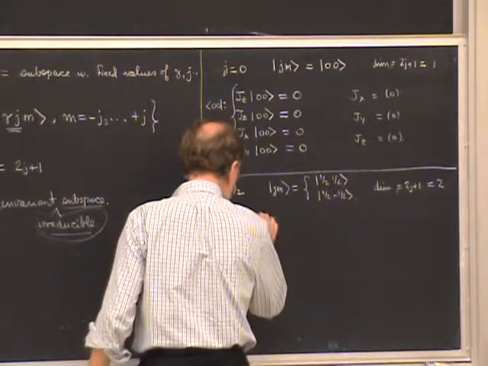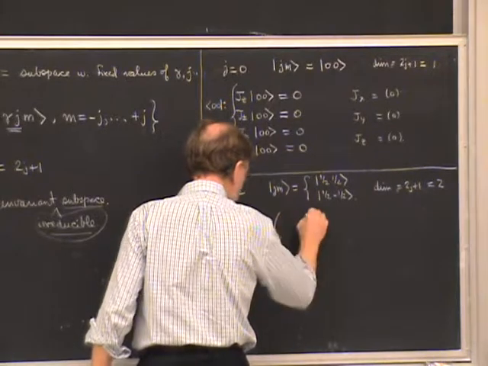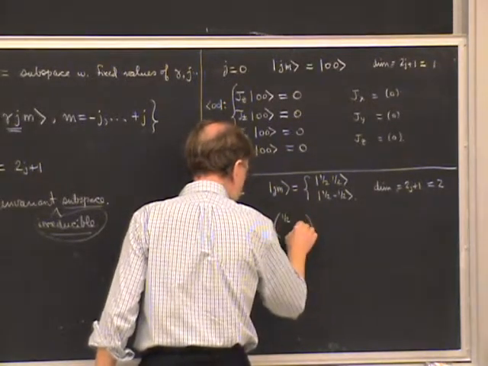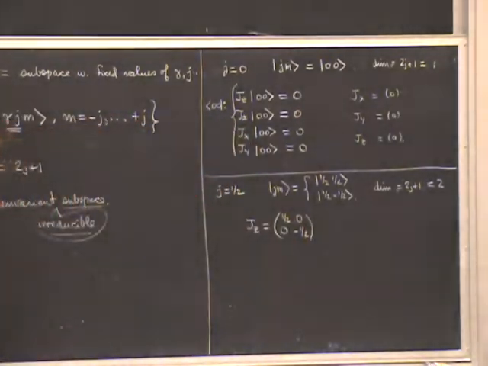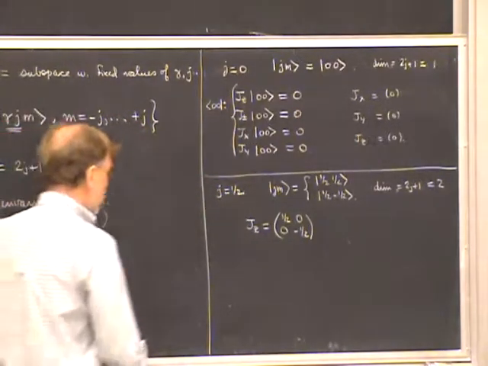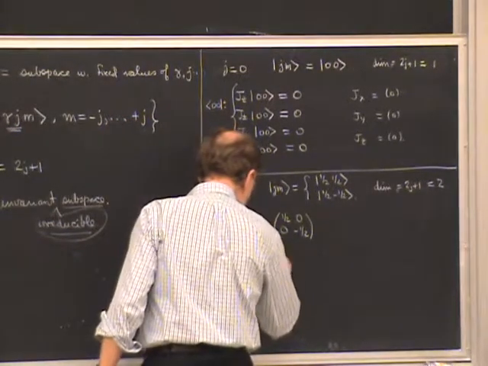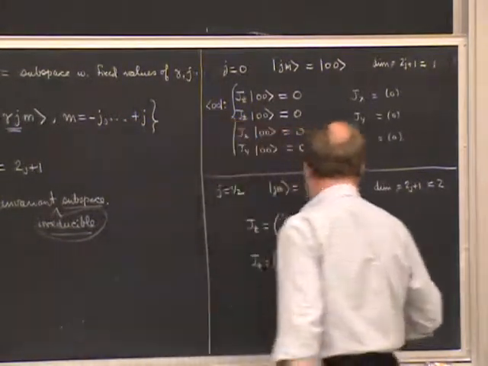But the case of Jz is particularly simple because you just get the magnetic quantum number m on the diagonal, which is either 1/2 or minus 1/2, times zero. That's the matrix for Jz. As far as the matrix for J plus is concerned, here's what we do to find that.